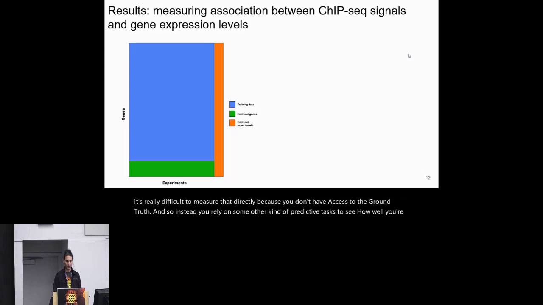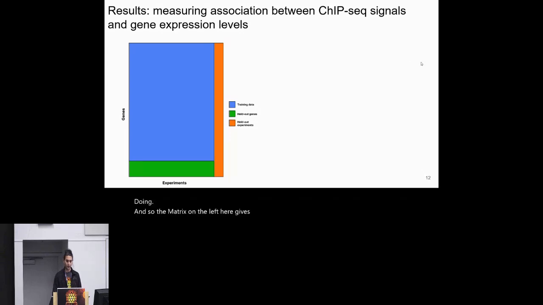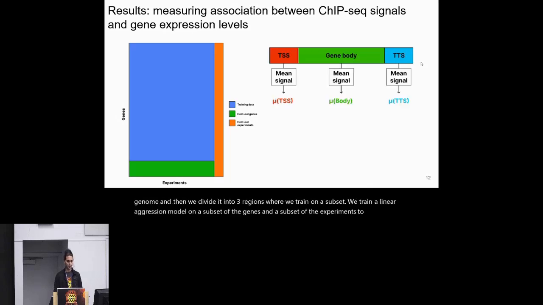And so the matrix on the left here gives an overview of the evaluation. What we can see is that different ChIP-seq experiments are on the x-axis, and on the y-axis we have different genes in the human genome. And then we divide it into 3 regions, where we train a linear regression model on a subset of the genes and a subset of the experiments to predict gene expression.